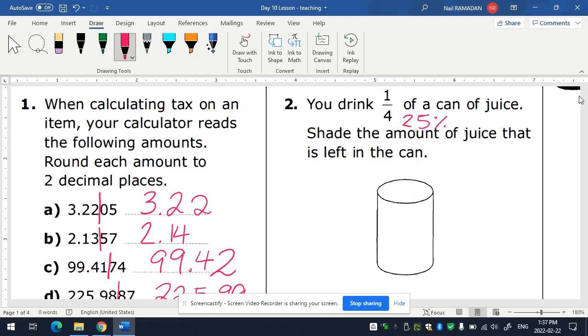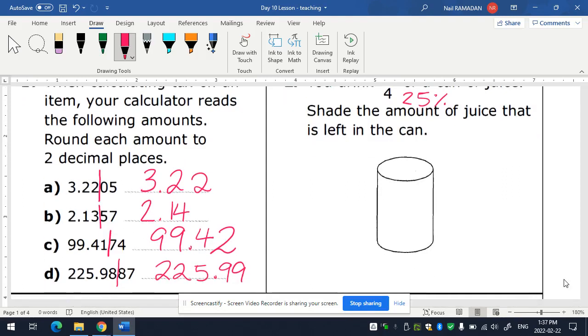I'll give you a hint. What's the fraction? 1/4. So go ahead, everyone, and let's divide this can into how many stages? 4 stages. We kind of have to estimate dividing this in 4. I'll give you the easy way. Divide it in half first, then divide the bottom half into another half, and then divide the top half into another half. There we go. That is 4 stages.